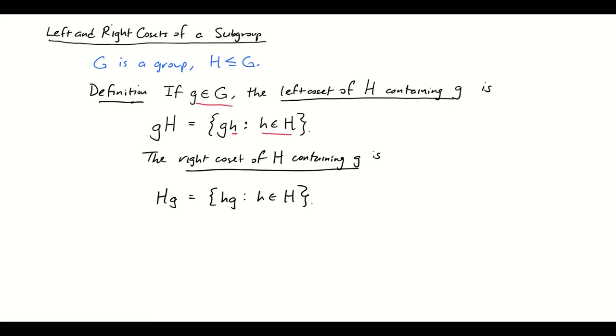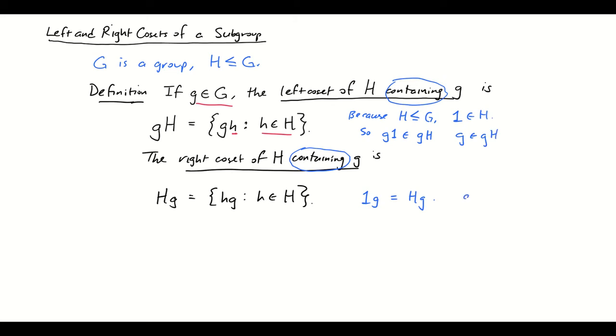Now, embedded in this definition, there's kind of a claim here that I made sort of sketchily. I said containing g, here and here. So each of these is a set of elements of the group, but how do I know they actually contain g? The reason is, because H is a subgroup of G, I know that H contains the identity. So that means that g times the identity belongs to gH, and also the identity times g belongs to Hg. So that means that g belongs to gH, and also g belongs to Hg. So g does belong to both its left coset and its right coset of H.